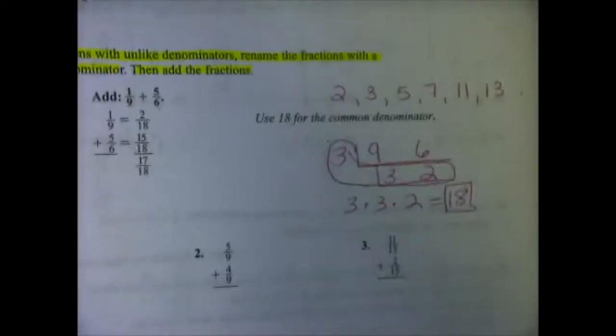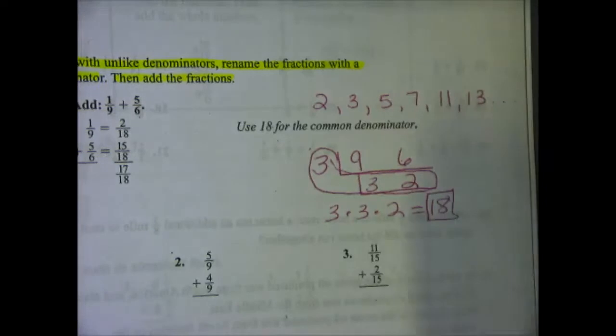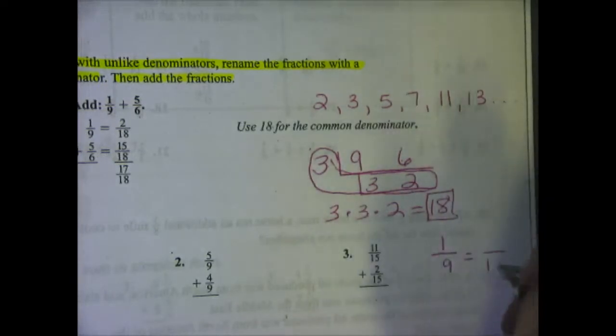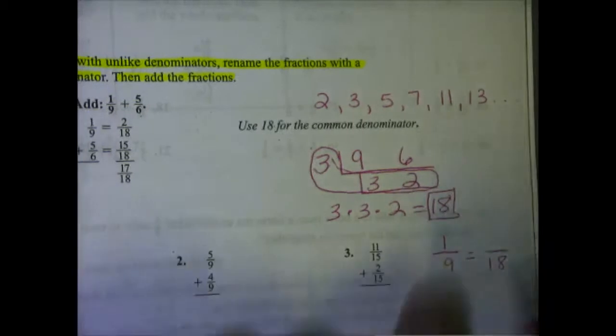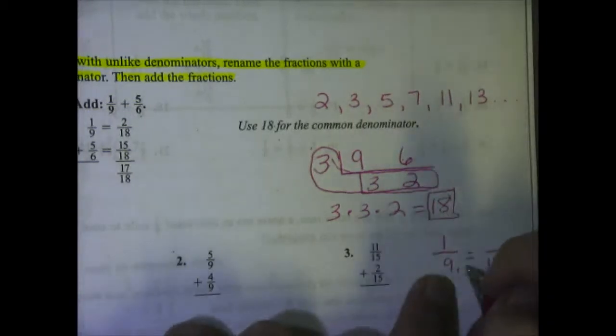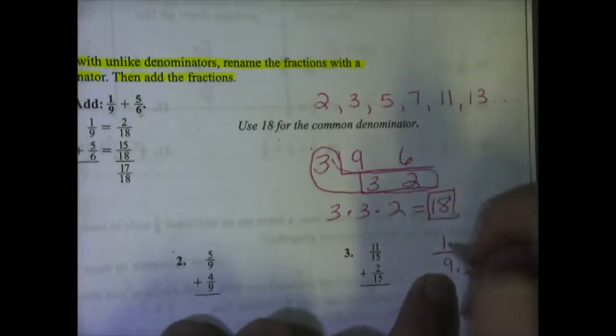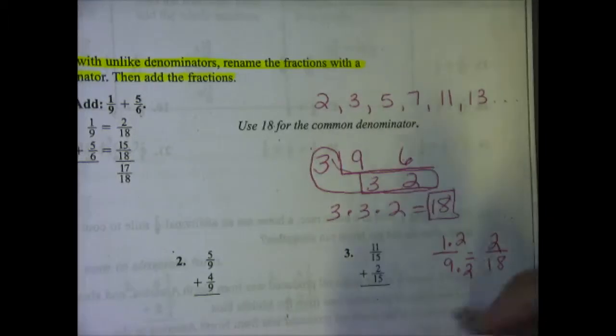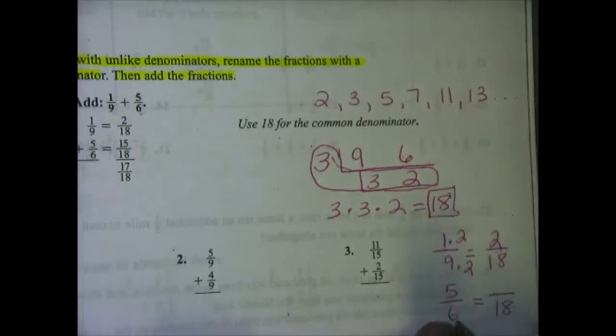Once we've got the common denominator, then we need to rename the fractions. So we're going to take 1/9 and rename it with a denominator of 18. To do that, we take 9 times 2 is 18, so we also have to multiply the numerator by 2. 1 times 2 is 2. And then we take 5/6, and we're going to rename it with the denominator of 18. 6 times 3 equals 18, so the numerator also must be multiplied by 3, and we get 15.